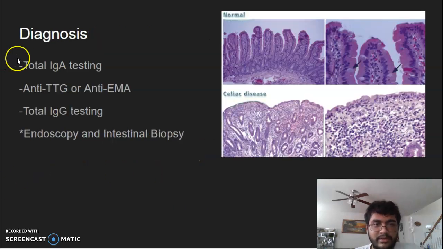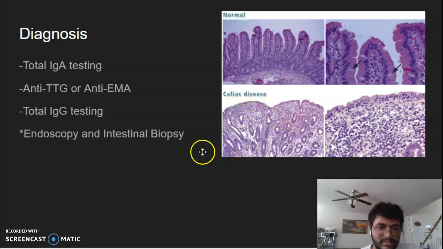So diagnosis, I kind of already tackled the first two. Total IgA testing, which is basically what I said earlier, as well as anti-TTG and anti-EMA, and do total IgG testing if you really suspect a false negative from these two. But the best of all, in my opinion and most medical experts' opinion, is the endoscopy and intestinal biopsy.